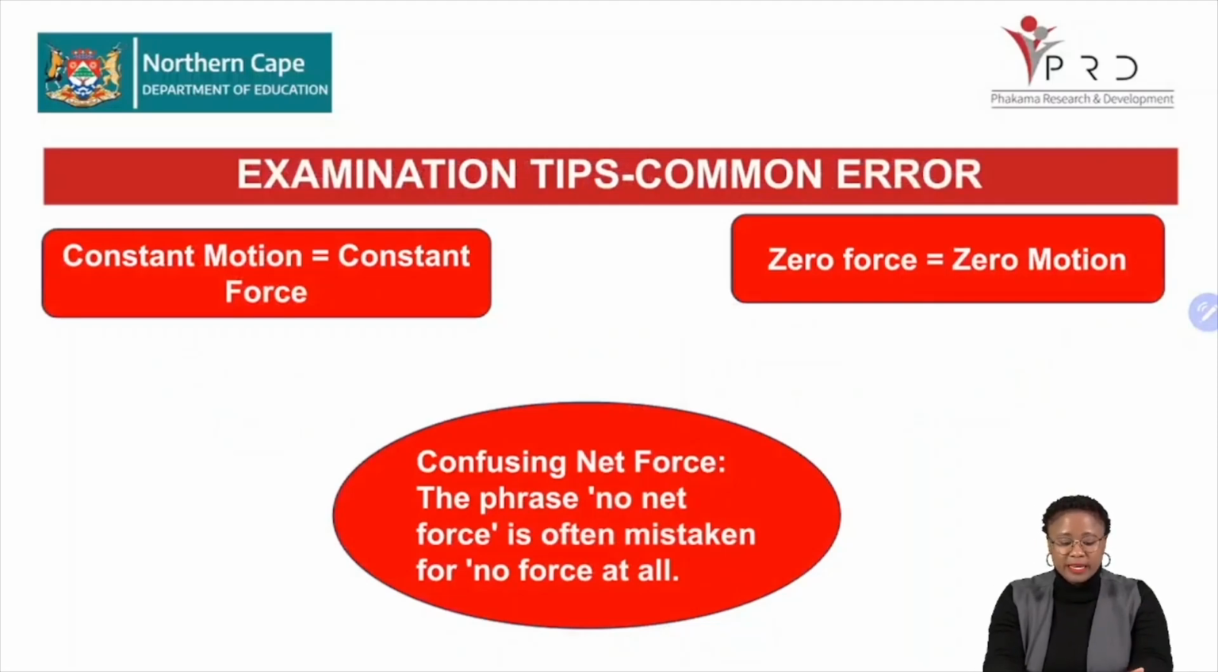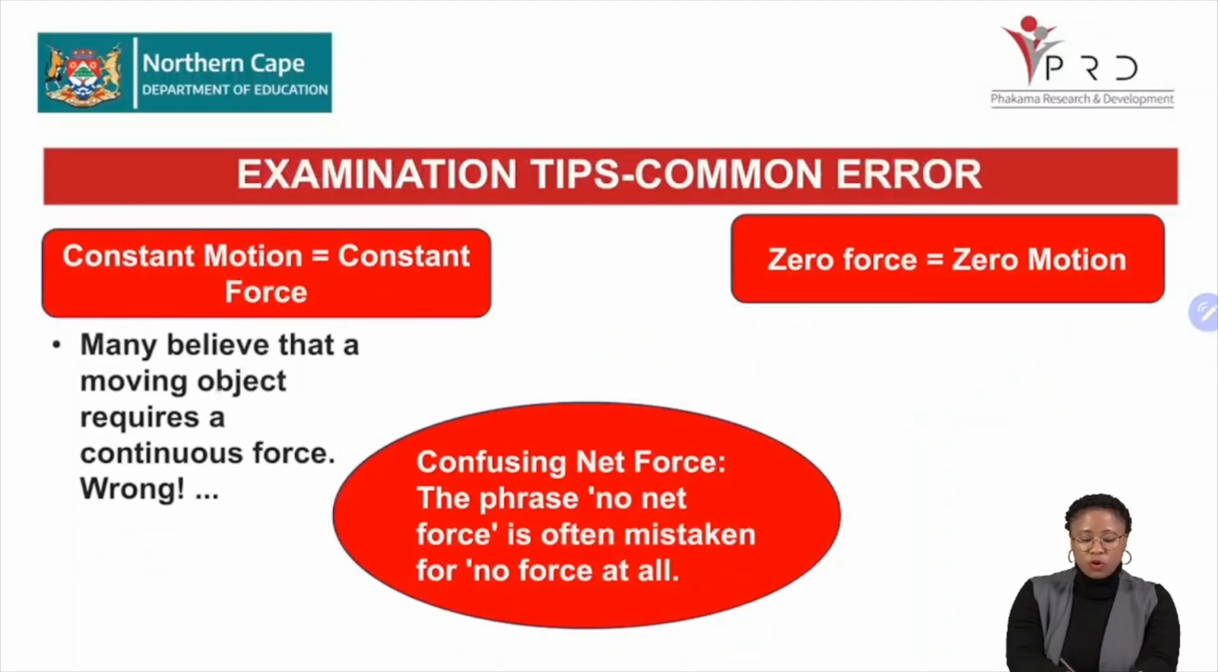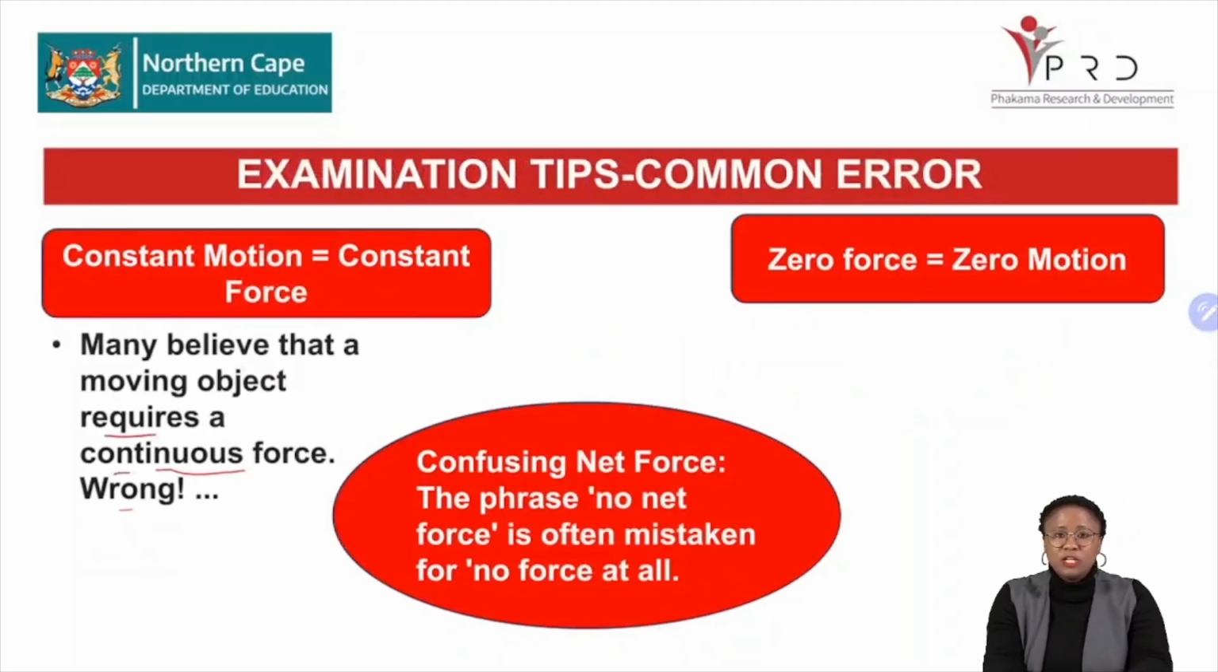What is it that you must know about this chapter in terms of the common errors that we normally make? You always make the common error of thinking that constant motion is equal to a constant force, where many believe that moving objects require constant or continuous force, but this is actually wrong. We know that when an object moves at constant motion, the force does not have to be constant, but it can change even though the object is moving at constant velocity or constant motion.